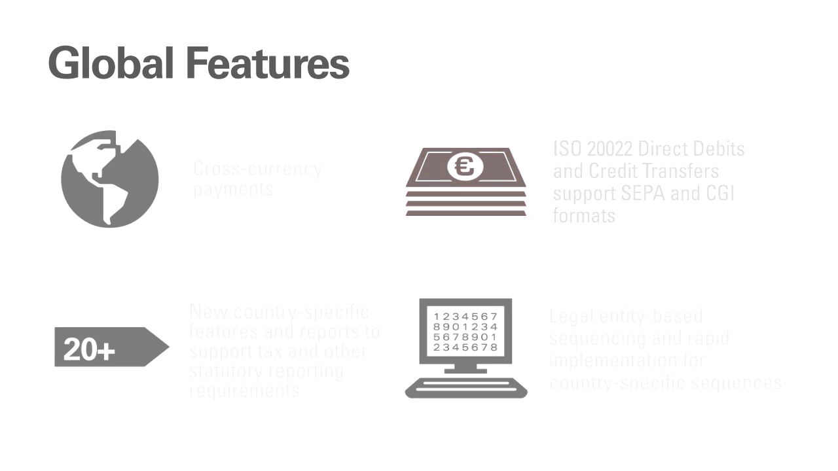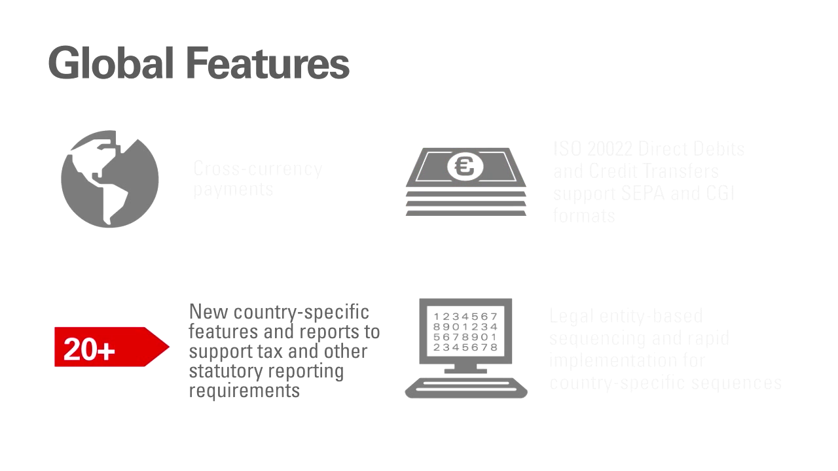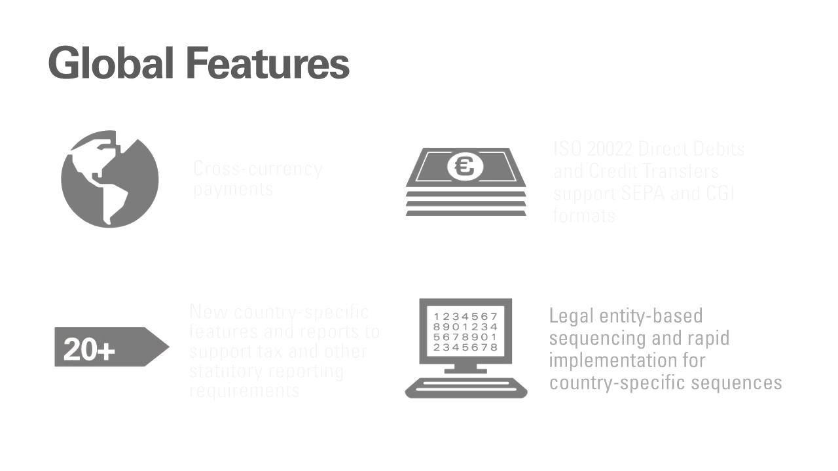In addition for global features, we've added country-specific capabilities in places like the UK and France, Italy, Spain, Germany, Netherlands, China, and Singapore. That means we have a wide range of features, like the DAS2 report in France, or in Singapore, we have a GST report. Also, we have the ability to meet requirements that span many countries, like sequencing. This is common in European and Latin American places.